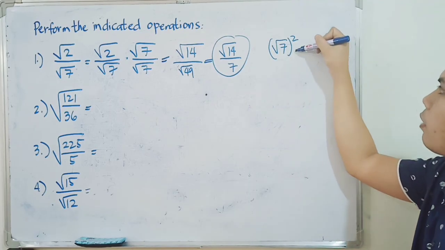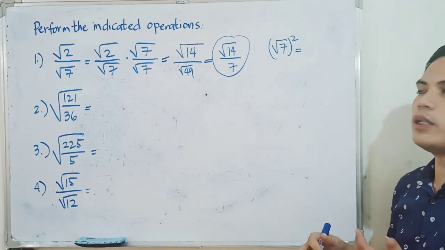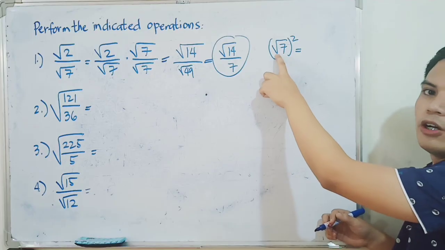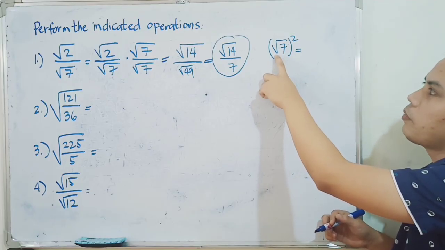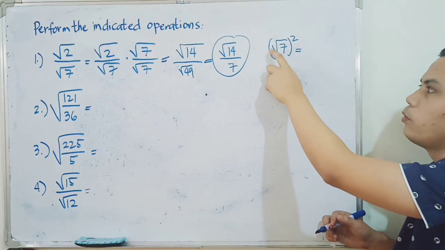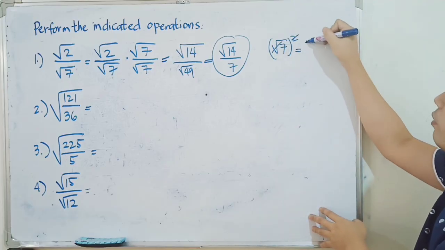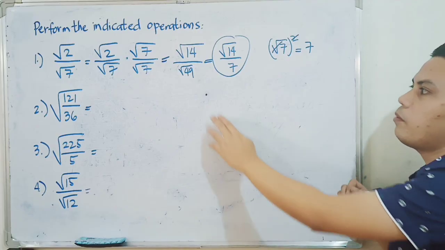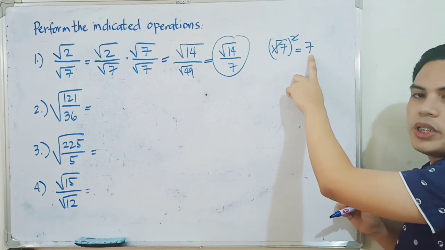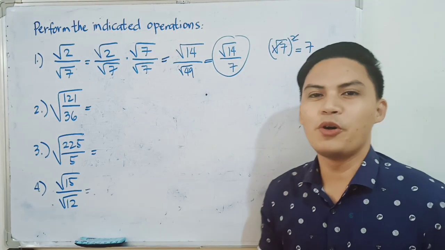So, since we have also the law of radicals, if the index of the given radical expression is equal to the exponent, then we can cancel this one out. So, matitira na lang is 7. So, similar pa rin yung magiging sagot natin, which is 7. Now, how about number 2?